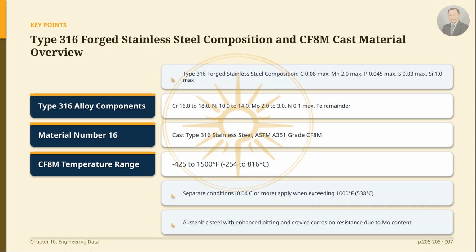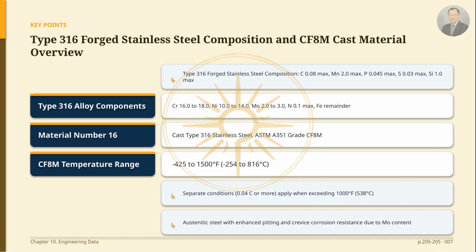Looking at the key alloying elements, chromium is 16.0 to 18.0%, nickel is 10.0 to 14.0%, and molybdenum is 2.0 to 3.0%, with nitrogen at 0.1% max, and the remainder being iron. A key characteristic of Type 316 is that the addition of molybdenum further enhances resistance to pitting and crevice corrosion. Next, material number 16 is cast Type 316, specified as ASTM A351 grade CF8M.